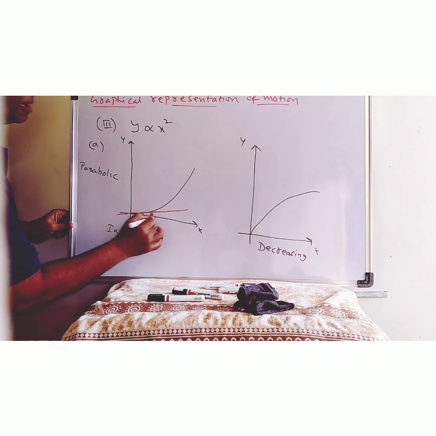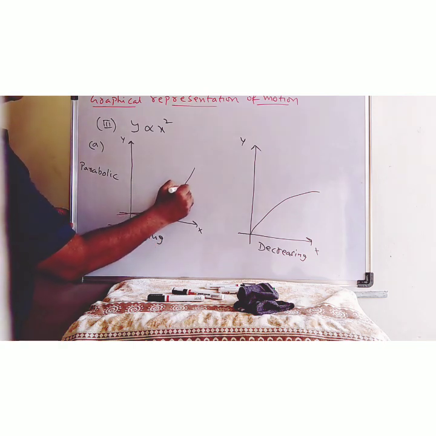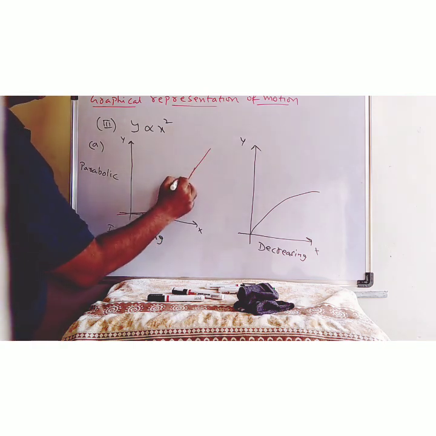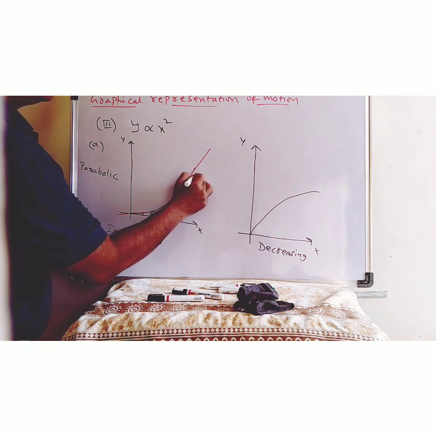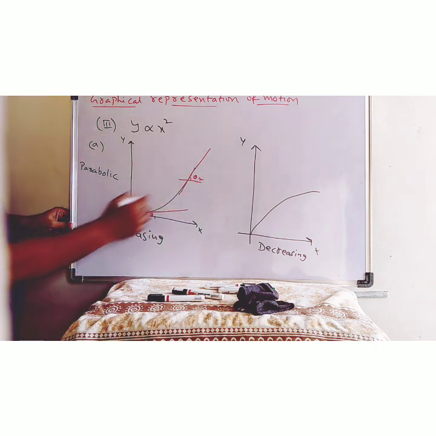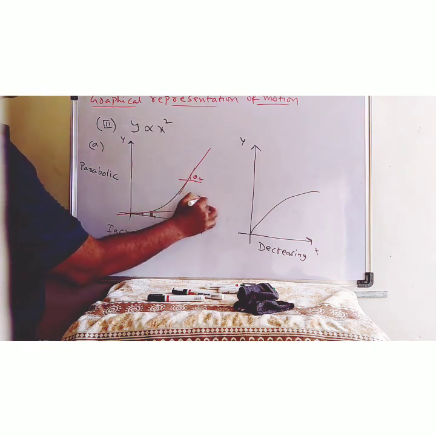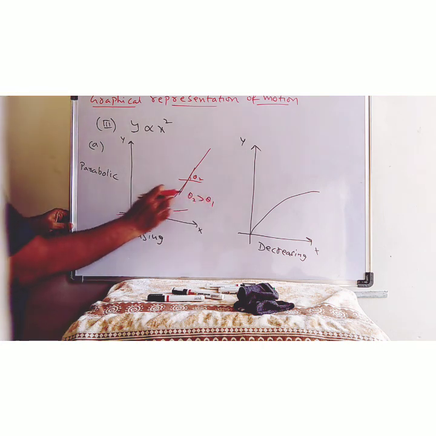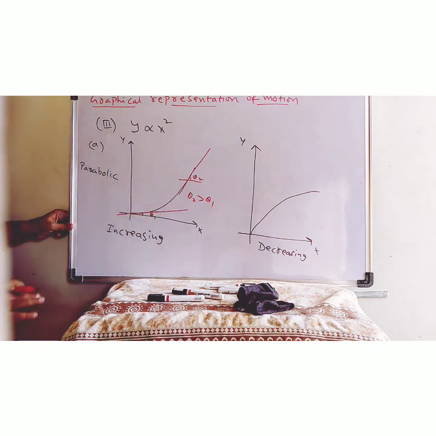Let us say it is theta 1. Now let us look at another point. What is the angle here? This is theta 2. In this one, theta 2 is greater than theta 1. I already told you theta is nothing but the slope. If the slope is increasing, here the slope is increasing in this case.